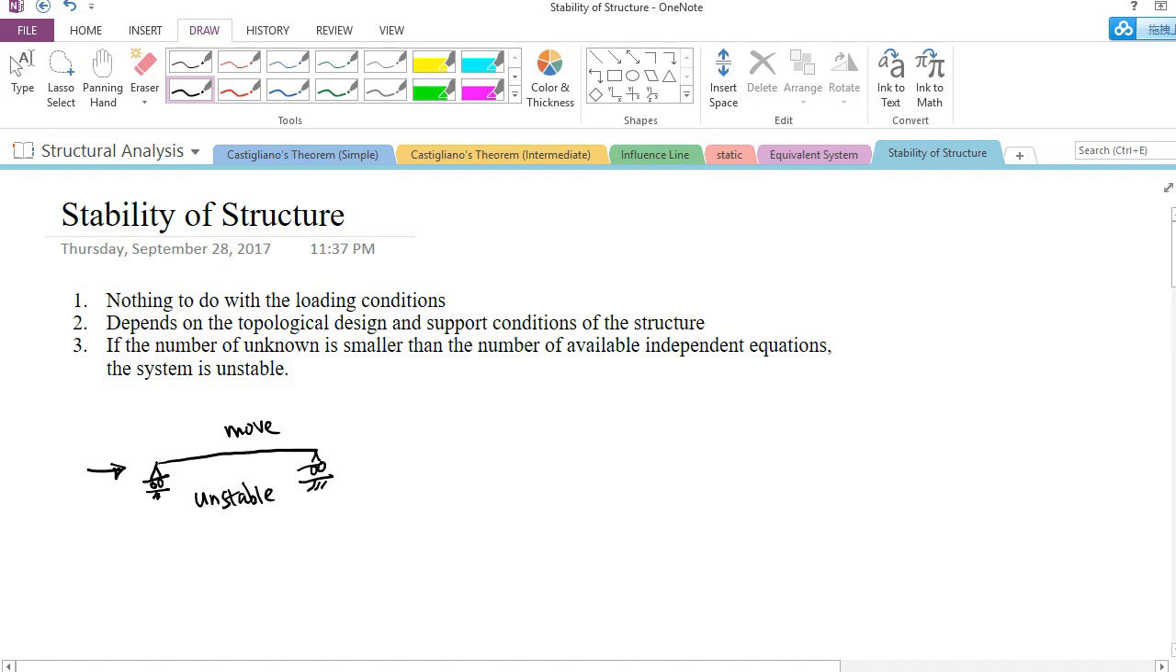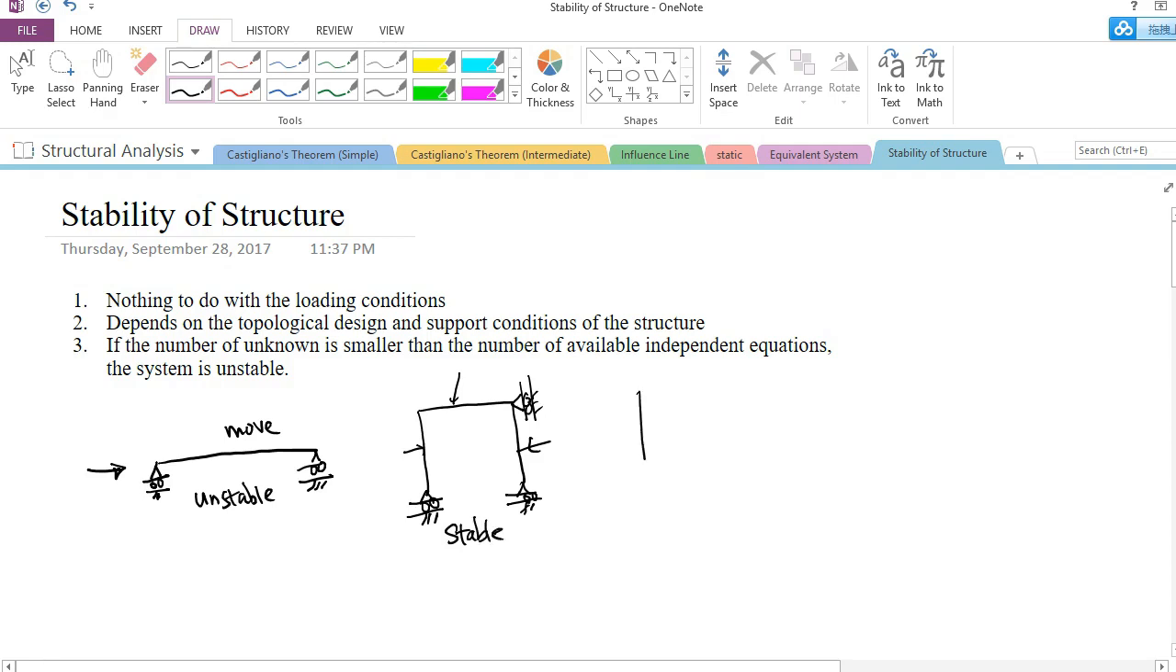For example, for this structure system, it's a stable system, no matter what kind of force you add on it. No matter where you load the system, this system will still stay there. It's a stable system. It will not rotate or move.